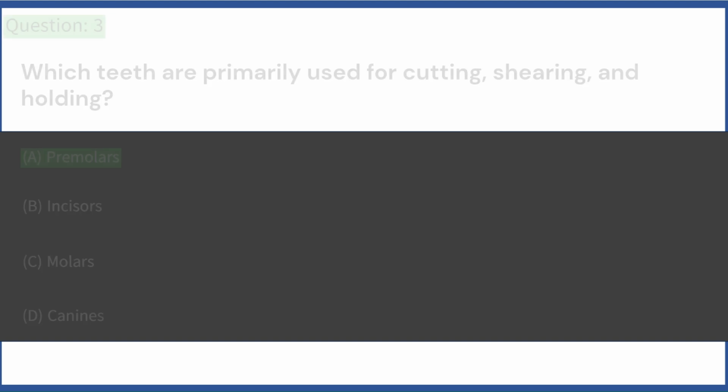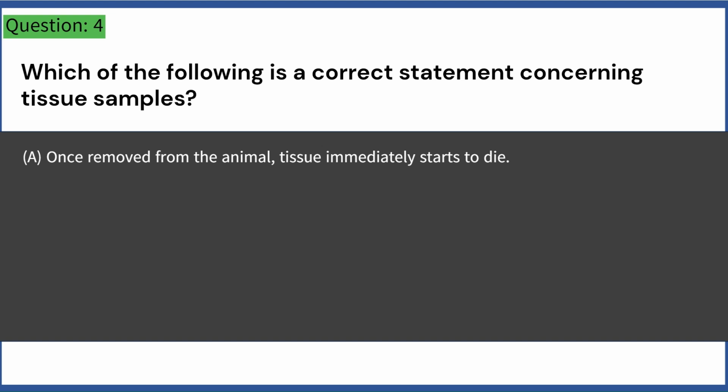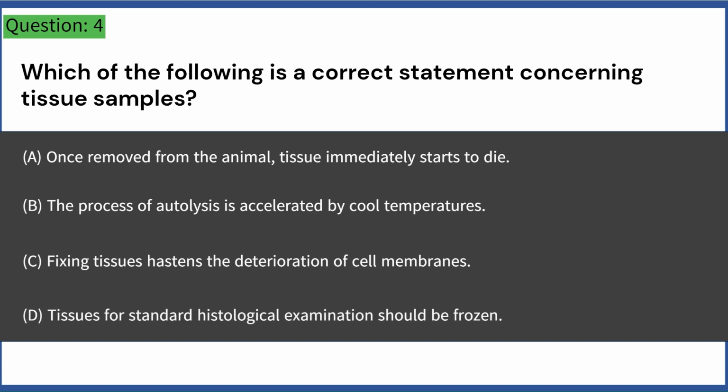Which of the following is a correct statement concerning tissue samples? A. Once removed from the animal, tissue immediately starts to die. B. The process of autolysis is accelerated by cool temperatures. C. Fixing tissues hastens the deterioration of cell membranes. D. Tissues for standard histological examination should be frozen. Answer: A. Once removed from the animal, tissue immediately starts to die.